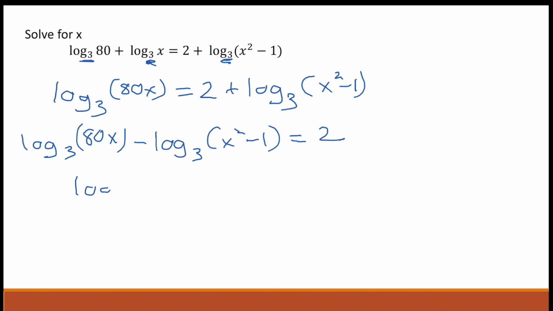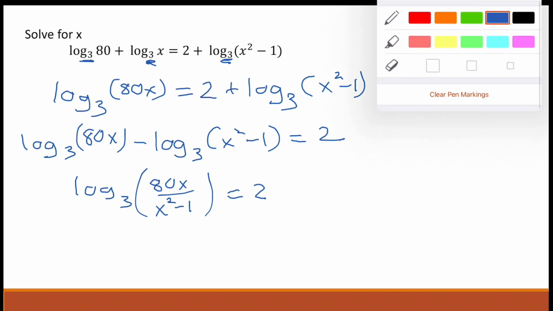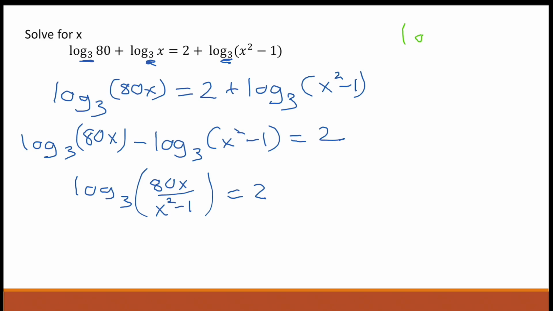So I'll have log base 3 of 80x upon x squared minus 1, which will be equal to 2. Now, remember when we started the video, I explained that if we have log base b of c equal to a, then it means b to the power a is equal to c. This actually comes from the definition of a logarithm.